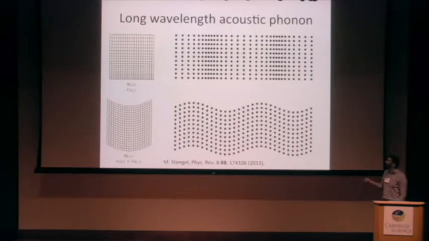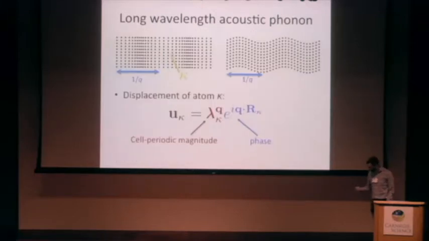Of course, we don't want to try to create a supercell that will capture this long wavelength periodicity, but thankfully we don't have to, using some well-developed methodologies in density functional perturbation theory. We know that we can describe the atomic displacements of sublattice kappa as a result of a phonon with a cell periodic part modulated by a phase with wave vector q.